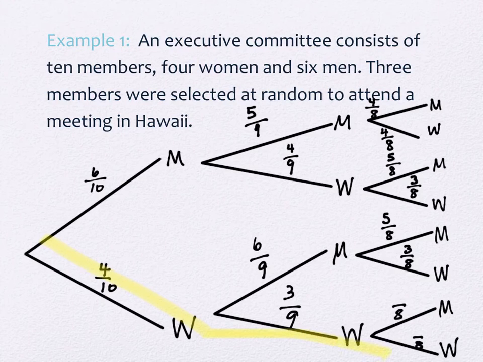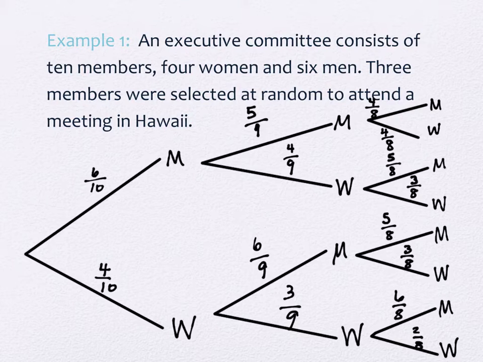Then my last branch where I selected 2 women, how many men are left? 6. And women? 2. 2, yeah. I'm ready for that last one. The 3 women to go together, have fun in Hawaii.